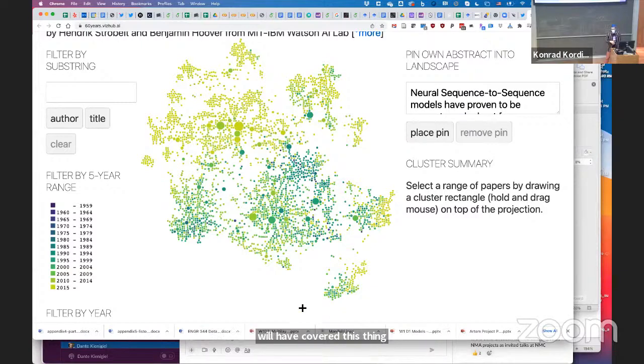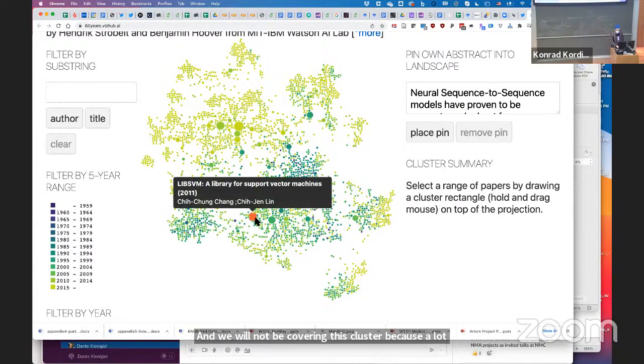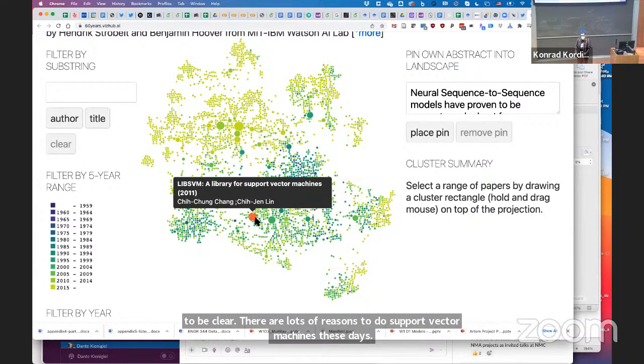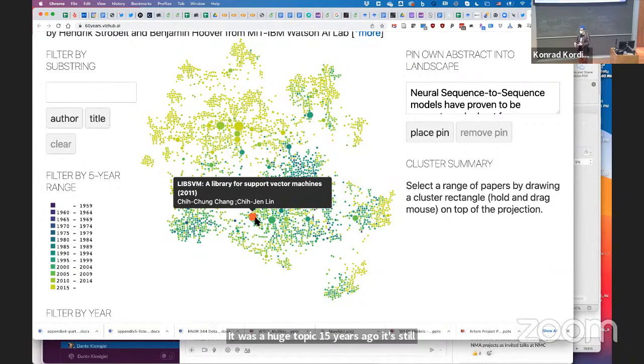This cluster is very peculiar. It's people having cool applications of ML to all kinds of specialized parts. So we will not be covering this cluster. And we will not be covering this cluster because a lot of the field has already moved on to do new things. Now, to be clear, there are lots of reasons to do support vector machines these days. It was a huge topic 15 years ago. It's still better for many problems and for many medical applications.